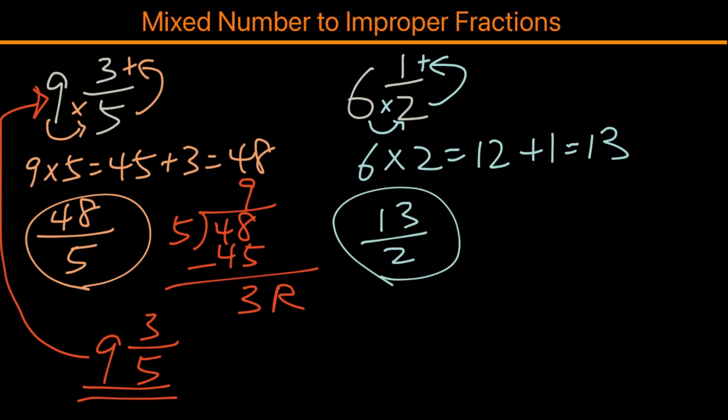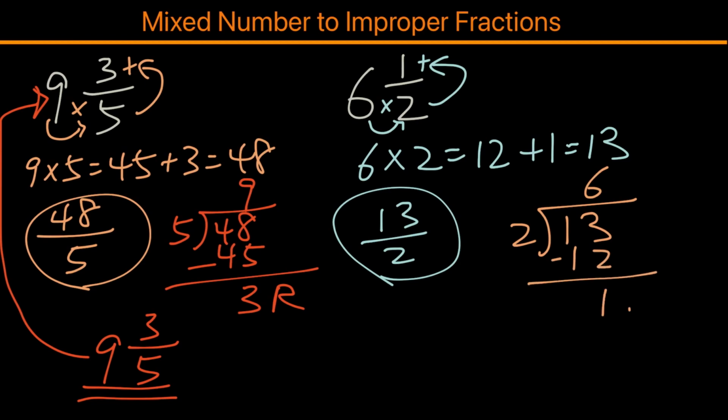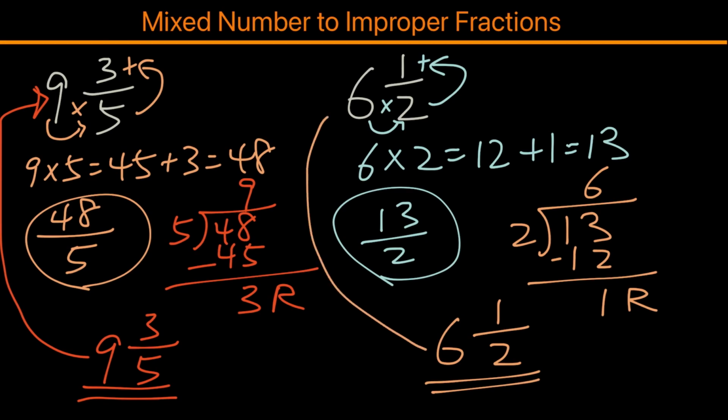Again, we're going to check the answer. So we take 13 divided by 2. 6. 13 minus 12 is 1. That's the remainder. So the mixed number will be 6 1/2. The number matches the original problem, which tells us that the improper fraction that we calculated is correct.